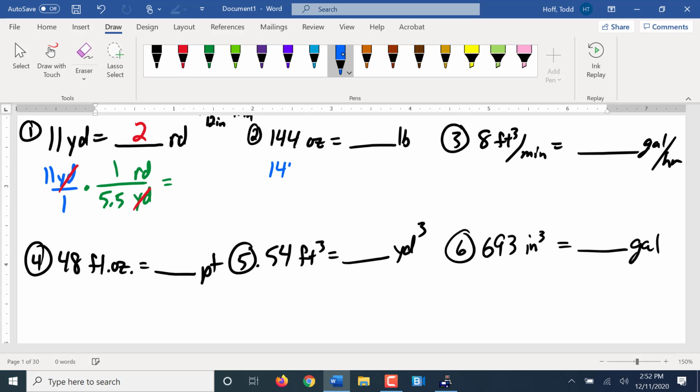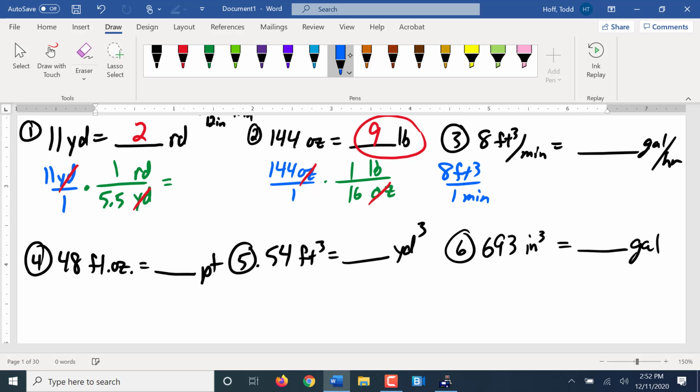Second one, 144 ounces going into pounds. How many ounces are in a pound? 16. So what do we get there? 9 pounds. Perfect. Number 3, a little bit trickier. This is a pump capacity, 8 cubic feet per minute. We're going to write that as 8 cubic feet over 1 minute.